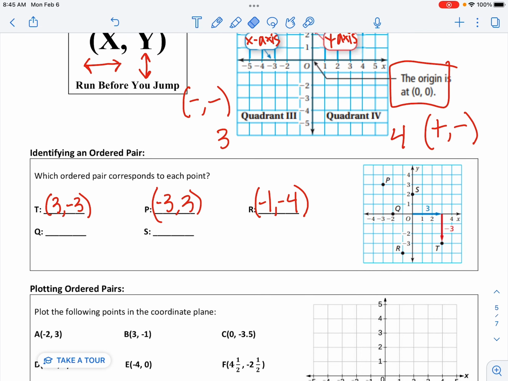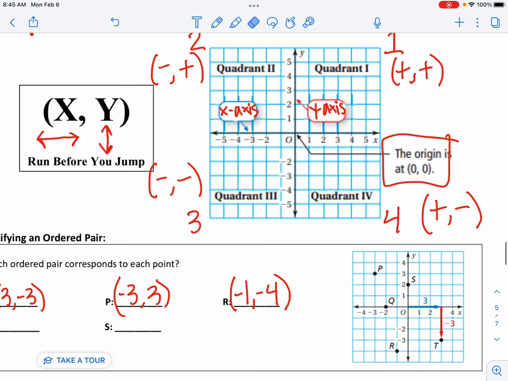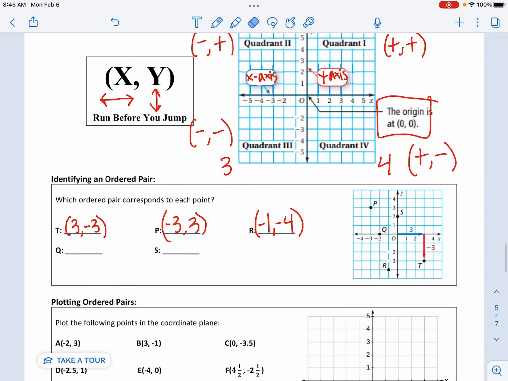Q. So this one is a little different. You can't use this coordinate plane up at the top because it's not in a quadrant. Okay? It's on the y or x axis, which means it's going to have a 0 in it. Okay? So to get to Q, we go to the left 2. So that's a negative 2. But then we're already there. So we don't have to go up on the y-axis at all. So y is just 0. So this should be negative 2, comma 0.